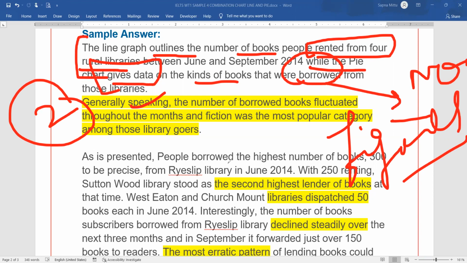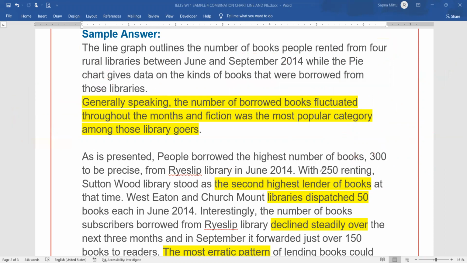As is presented, people borrowed. Again, I've been using borrowed. So let's change it. So let me clear. And instead of this, 250 renting. And then this is the second highest lender of the books. Again, we have changed it. And the third word is dispatched. So you can change the way of writing by using the synonyms, and that way your task becomes good.